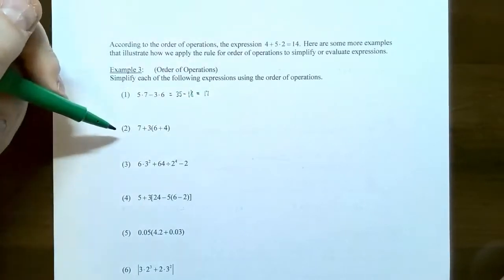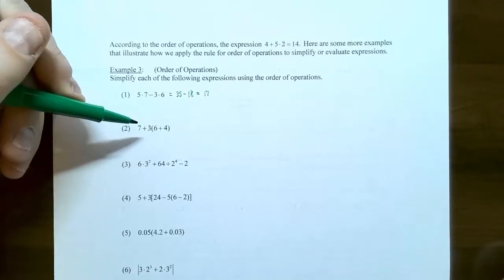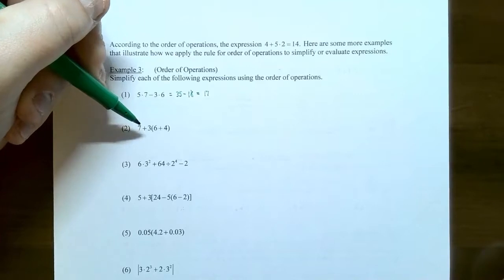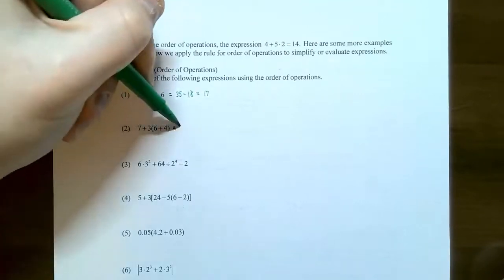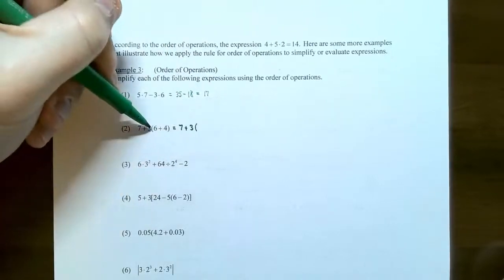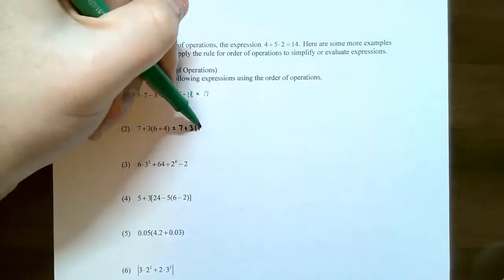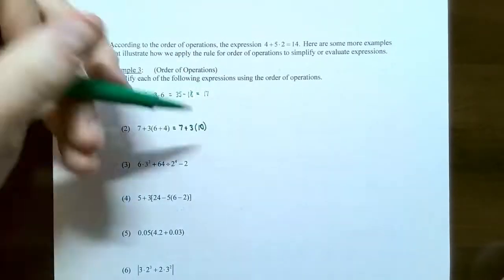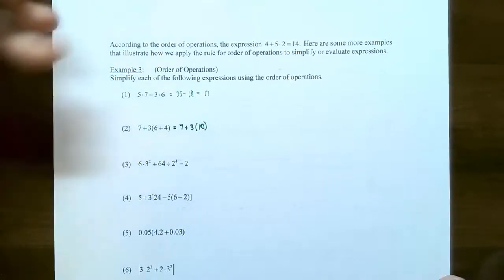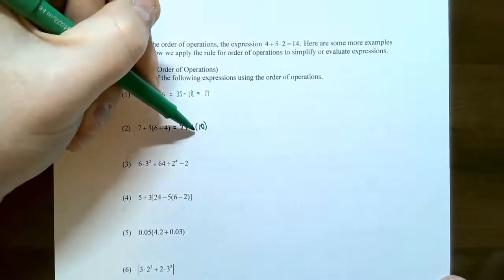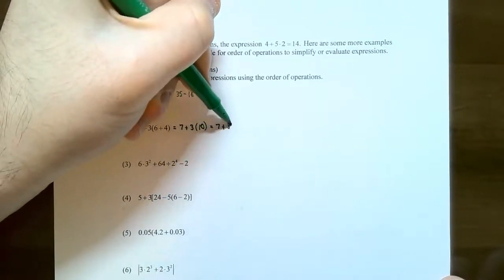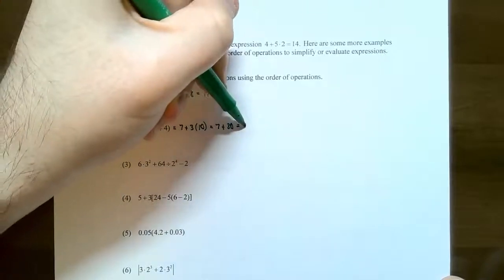Okay, let's try number 2. This time you see that there's parentheses involved, so we actually have to do the first step. The first step is grouping symbols. Whatever operations are inside the parentheses, you must do that first. So 7 stays the same, plus 3, and then parentheses. There's no operation between the 3 and the parentheses. 6 plus 4 gives you 10. Anytime there's no operation between a number and a parentheses, the parentheses means multiplication. So now we have 7 plus 3 times 10. We have to do multiplication next. So 7 plus 30, and 7 plus 30 is 37.